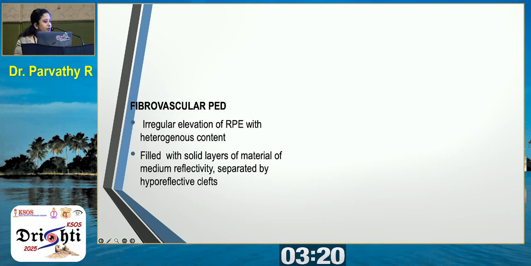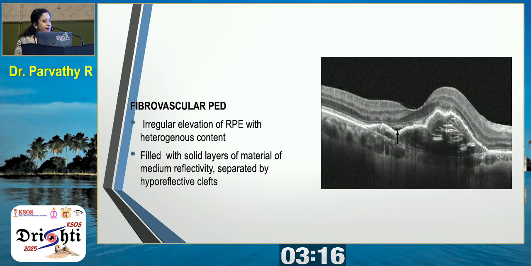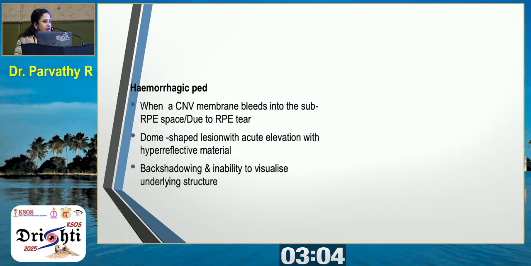Then we have fibrovascular PED, which is characterized by irregular elevation of the RPE. Here the RPE is elevated irregularly and there will be heterogeneous content, that is both hypo and hyperreflective contents are seen in fibrovascular PED. And the third type of PED is hemorrhagic PED, in which the CNVM membrane bleeds into the sub-RPE space or due to RPE tear. And this is also an acute elevation of the RPE.